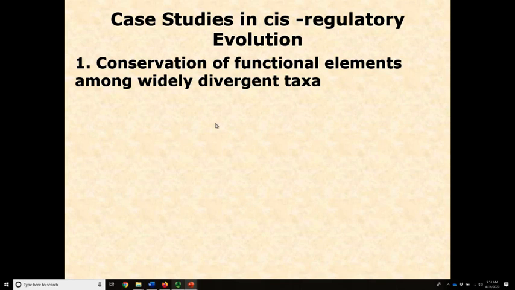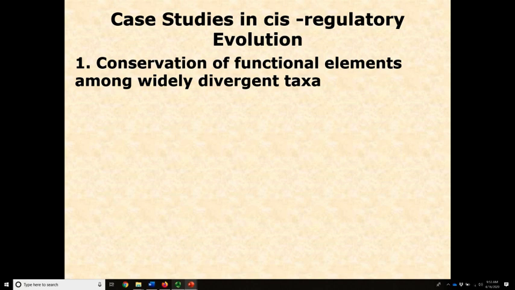So now that we better understand regulatory elements and know about where they occur, what their impact is, and some of the trends that we can see in their evolution and their change, we're going to give you some specific examples to reinforce some of those points. The first point that we want to reinforce is this conservation of functional elements among widely divergent taxa.